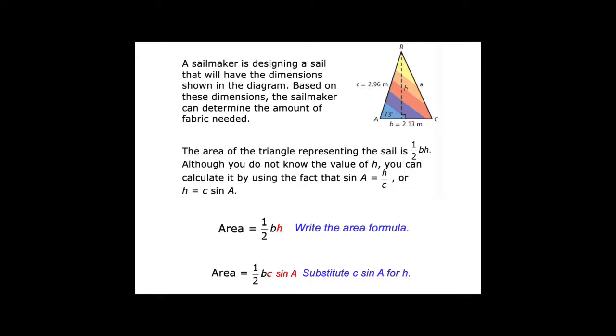A sailmaker is designing a sail that will have the dimensions shown in the diagram. Based on these dimensions, the sailmaker can determine the amount of fabric needed. The area of the triangle representing the sail is half times base times height. Although you do not know the value of h, you can calculate it by using the fact that sine of A equals h over c, or h equals c times sine of A. When you write the area formula, you will just substitute c times sine of A in for h.